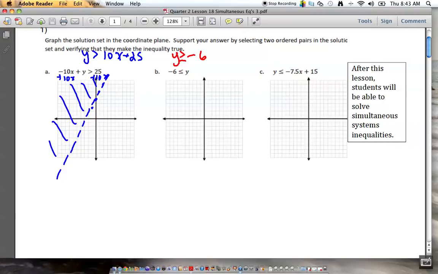Now, what's the slope of this line? 0. There is no slope, which means, if you remember, there's two ways to remember this. One way is to say, well, my y-intercept is -6. 1, 2, 3, 4, 5, 6. And then I could say, I'm going up 0 over 1, up 0 over 1, up 0 over 1. If you want, up 0 over 2. It doesn't matter. The bottom line is, this is or equal to, so it's a solid line. There we go. Now, am I going to end up shading above or below with this one? Above.